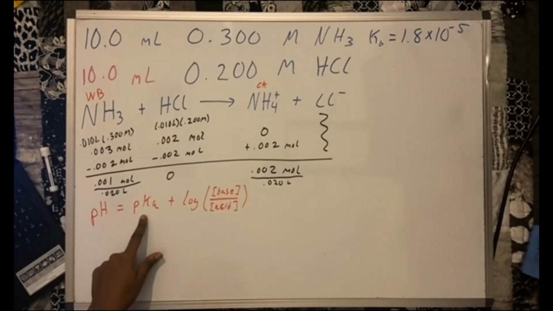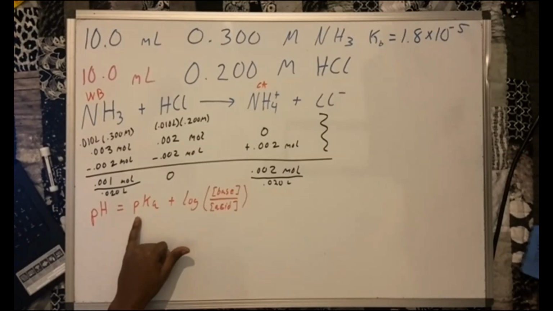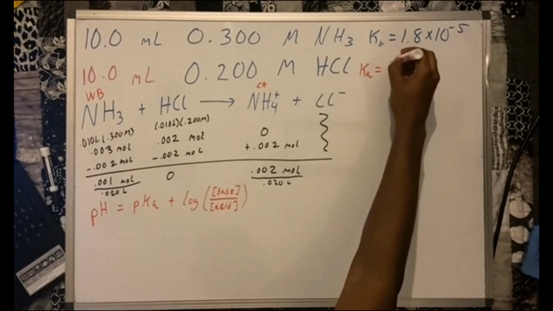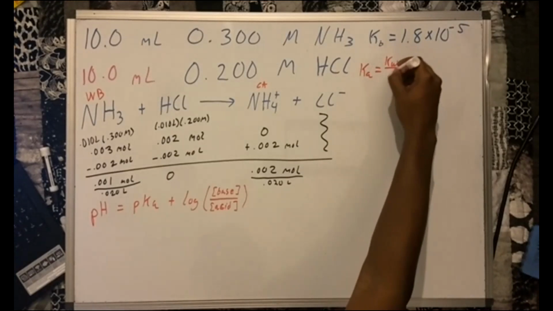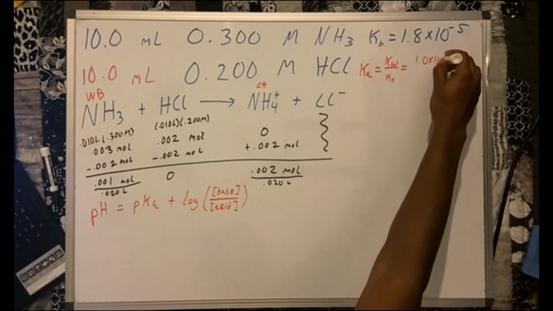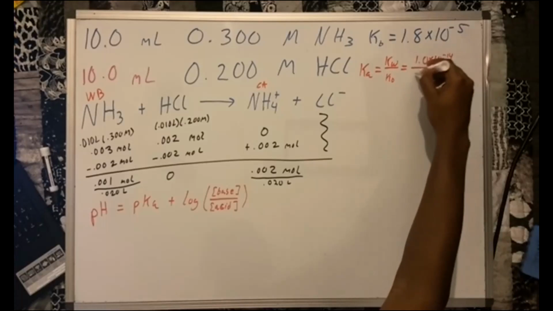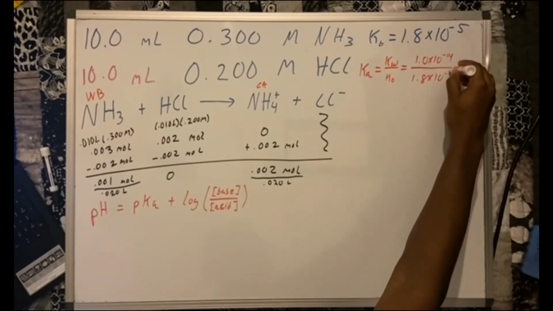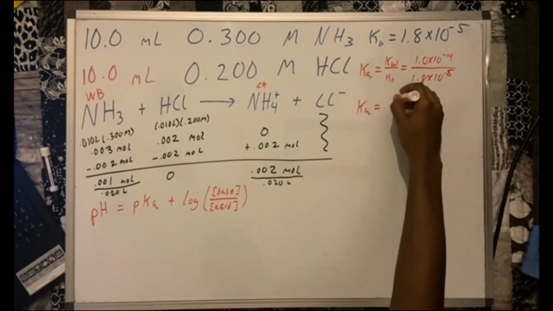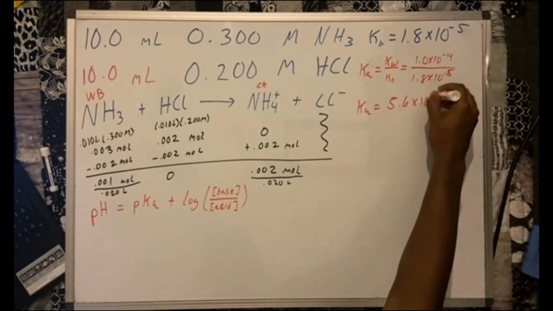So first off, we need pKa, so we need a Ka. So I'm going to do Ka equals Kw over Kb, right? You'll get this equation in some way, shape, or form. So 1.0 times 10 to the negative 14th over 1.8 times 10 to the negative 5th. Ka is, I think, like 5.6 times 10 to the negative 10.